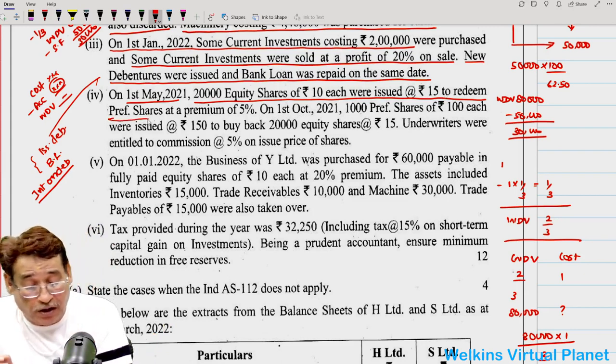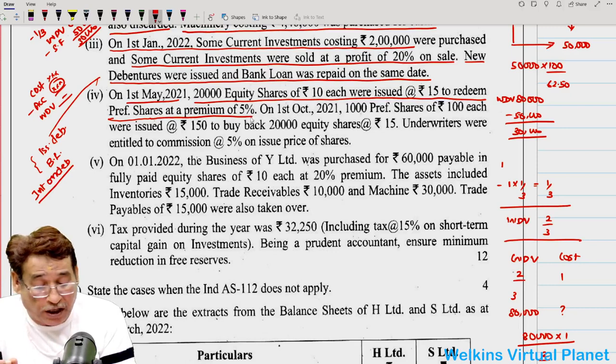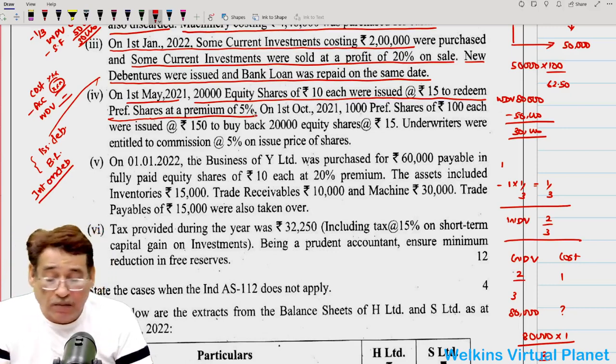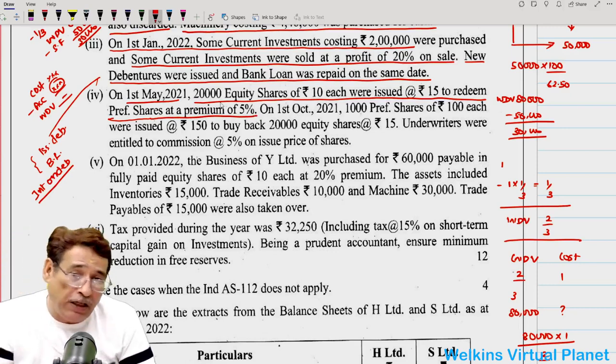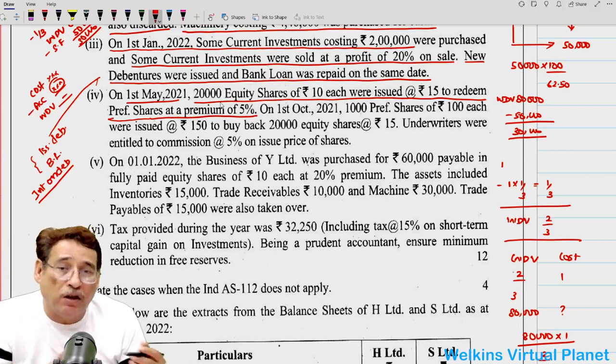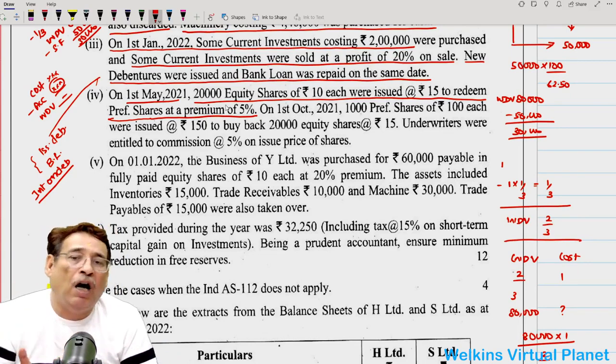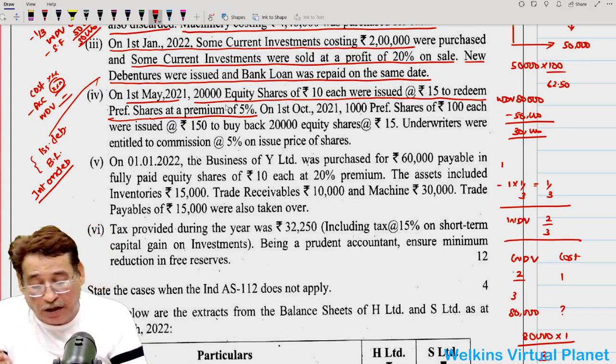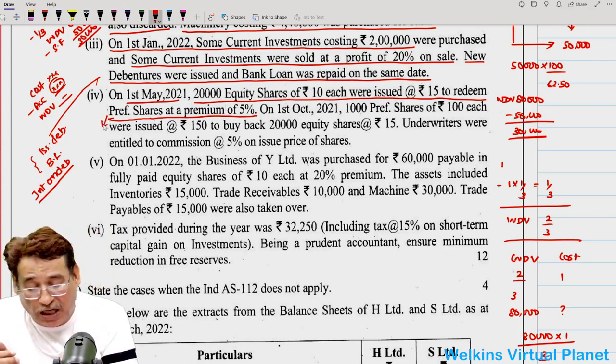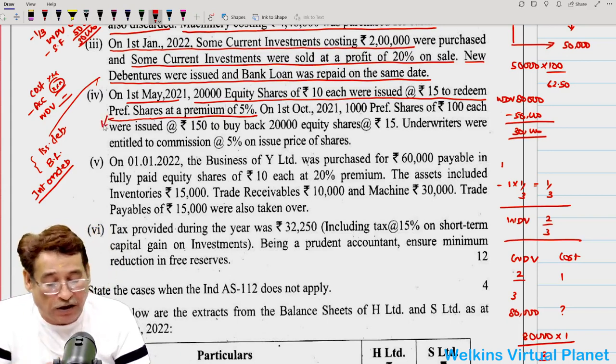The shares were issued to redeem preference shares at a premium of 5%. But most of us may think that we are redeeming 20,000 preference shares, because it is given that 20,000 equity shares were issued at the rate of 15 to redeem preference shares. How many preference shares are being redeemed is not given to us. We will have to find out. How we will find out, I will let you know.